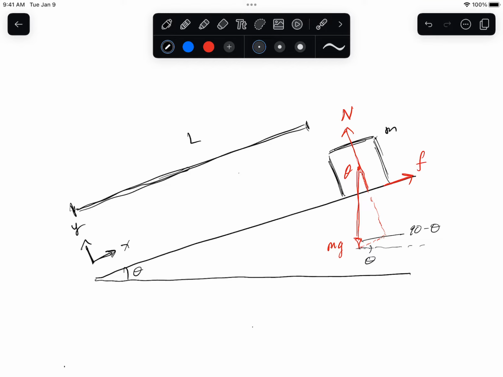We want to find the relations between the quantities in our diagram. And we know this is a force problem, so we're going to start with Newton's laws for each object, for each axis. There's only one object, so let's start going axis by axis.